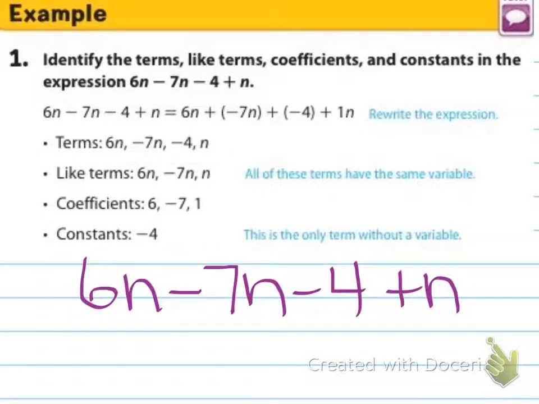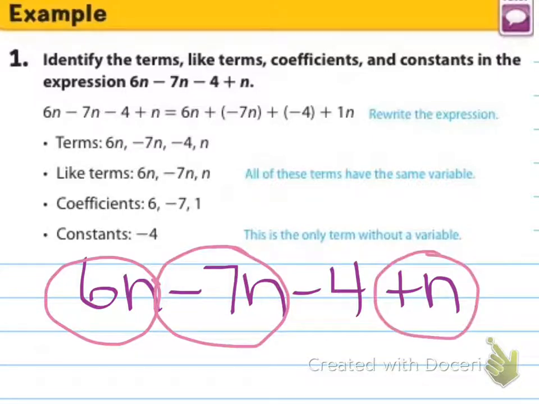Then it wants us to do our like terms. Well, for our like terms, we have our n values, which are 6n, negative 7n, and 1n, because we know that n by itself is 1n. We don't have any like terms to go with our negative 4, which is our constant. We don't have anything to go with that.